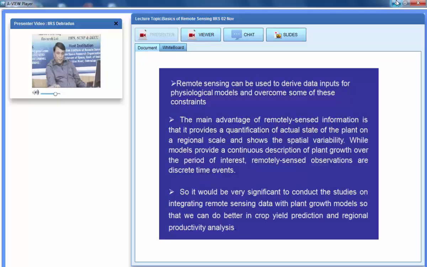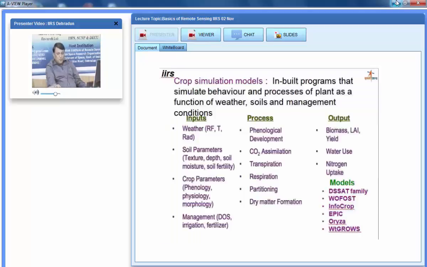from the crop model. A crop model requires input, basically weather, soil, crop parameters and management. And it simulates different kinds of processes, as I said: phenology development, photosynthesis, transpiration, dry matter, and output may be biomass, LAI, yield, water use. And there are different kinds of models available: the DSSAT family, which is a suite of different models, WOFOST, World Food Studies, InfoCrop, EPIC, ORYZA, WheatGrow. These are the different models which have been widely used for predicting crop yield as well as studying climate change impact on agriculture.